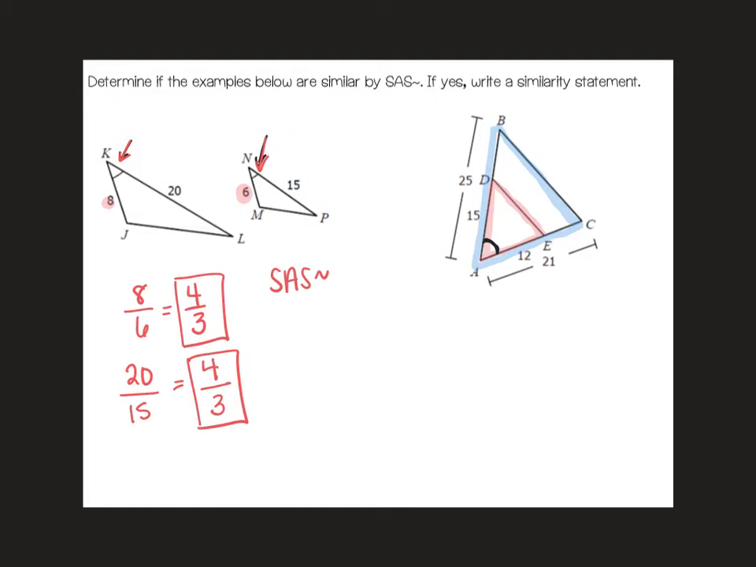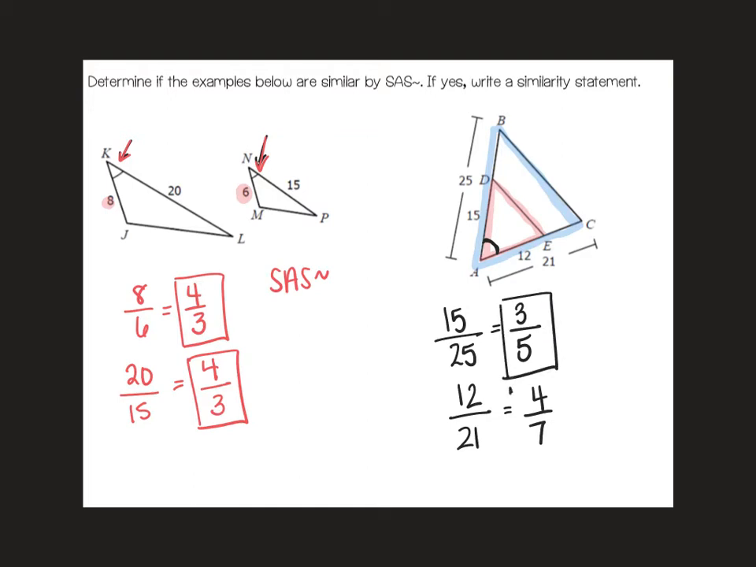And then same thing, you just want to see if your sides are proportional. So 15 over 25 when you simplify is 3/5. When you simplify 12 over 21, you get 4/7. So these do not match. Because they don't match, you're just going to put not similar. If they're not similar, you can't write a similarity statement, so that's all you need to do.